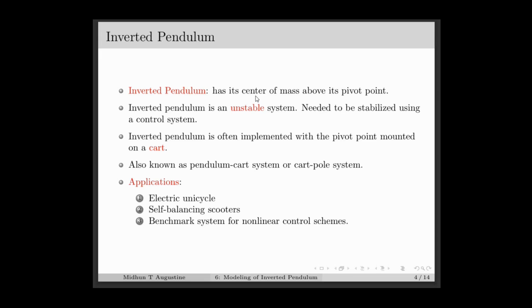Inverted pendulums are often implemented with the pivot point mounted on a cart. Therefore, these systems are also known as pendulum cart system or cart pole system. Inverted pendulums are used in various applications such as electric unicycles, self-balancing scooters, etc. And these are also used as benchmark systems for various nonlinear control methods.